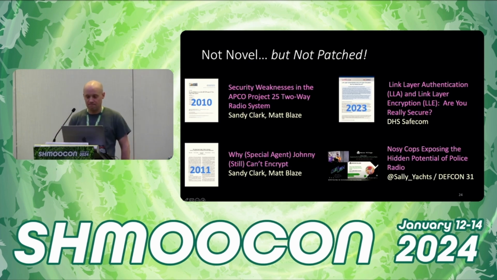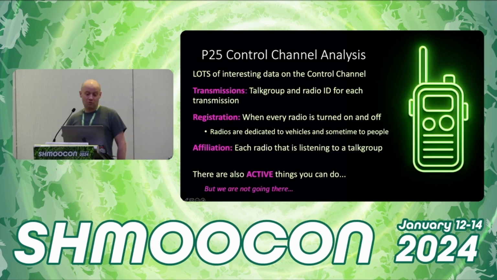So for control channel analysis, I'm going to be focusing on 3 different things and walking through how those can be used. Looking at transmissions: this is when you say you want to transmit and you get a channel to talk on. You also have to say what radio unit you are, so you get a nice association of who's actually talking.